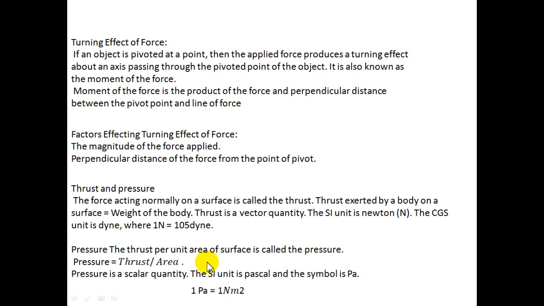Pressure: the thrust per unit area of the surface is called pressure. So pressure is equal to thrust divided by total area. We divide the thrust by the total area, then we get the pressure. Pressure is a scalar quantity. The SI unit is the Pascal and the symbol is Pa. 1 Pa is equal to 1 Newton per meter square.